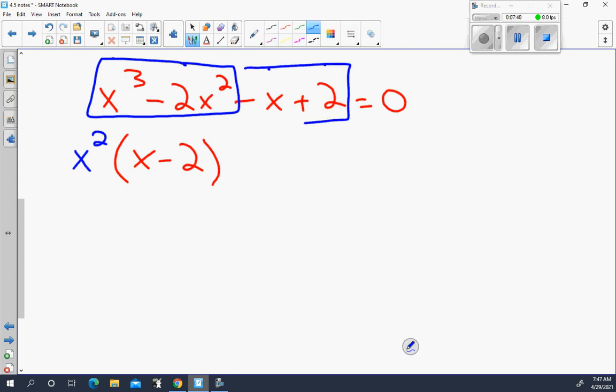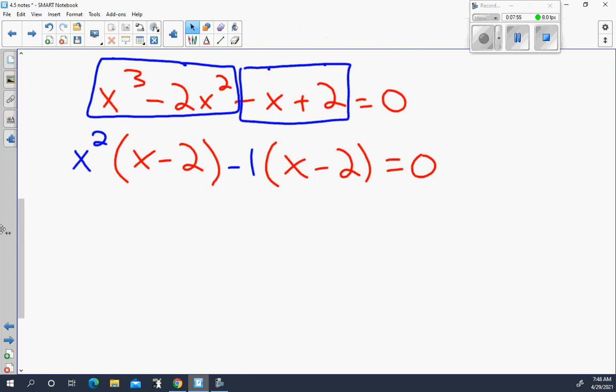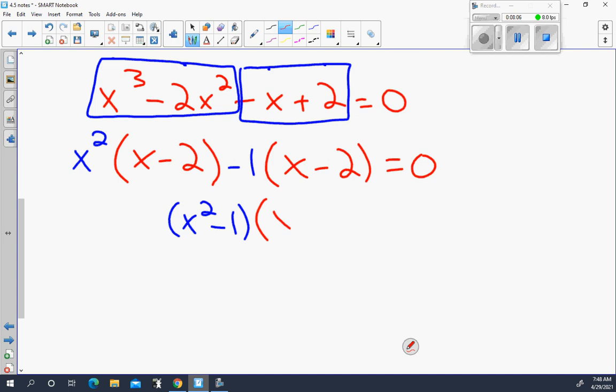Same thing here. What can I factor out? I can factor out a negative 1. What's left? x minus 2. That's all equal to 0. What I have in my blue is going to be in one parenthesis, so x squared minus 1 times x minus 2 equals 0. Okay. Now, we can do a couple different things. We know that this equation is going to drop down and be x is equal to 2.